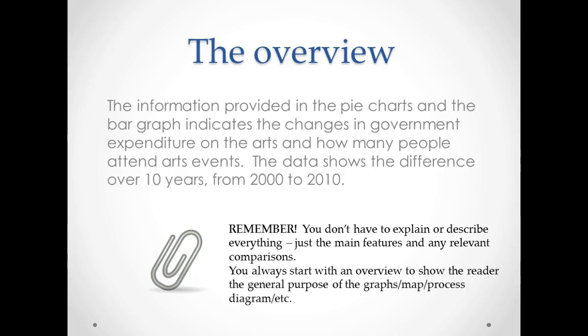And you always start with an overview to show the reader the general purpose. What is the general purpose? To indicate the changes in government spending. And notice this little S here indicates, because the subject is information, which is singular. That is the overview.